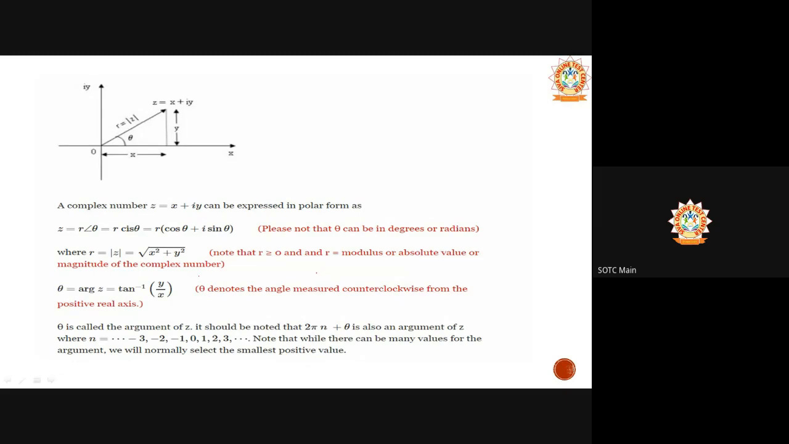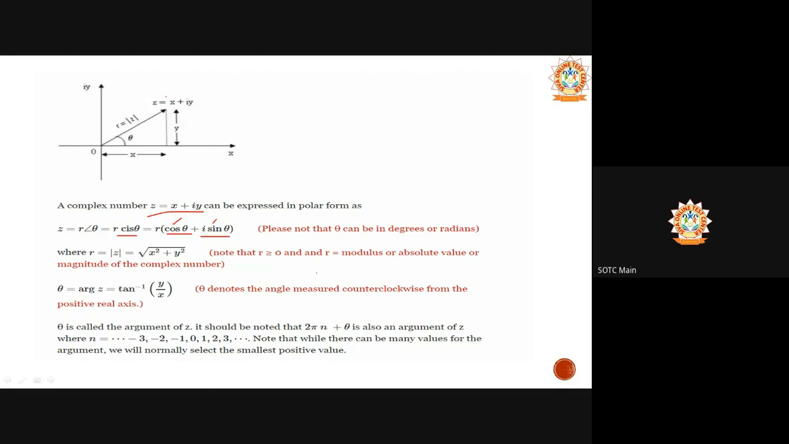Let us suppose you have a complex number z is equal to x plus iy, and it can be represented in a polar form as z is equal to r theta, that is equal to r cis theta. This cis can be written as cos theta plus i sin theta.